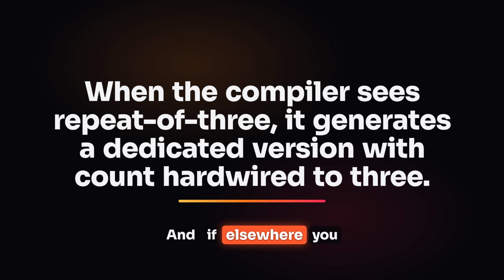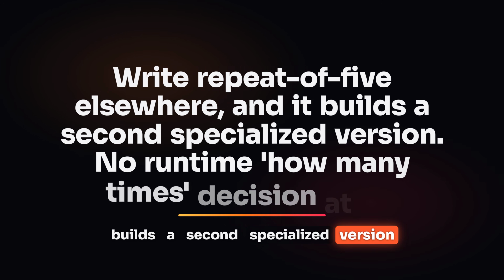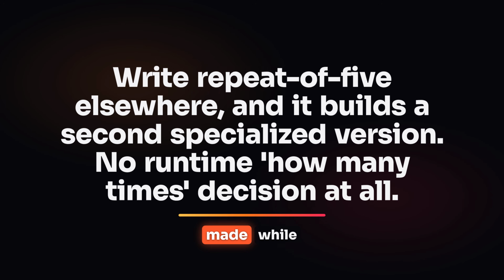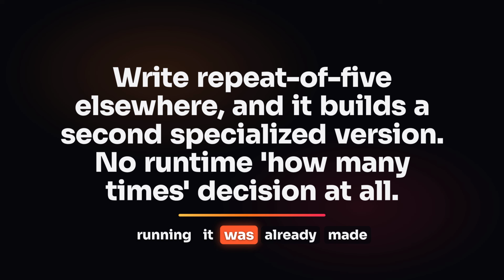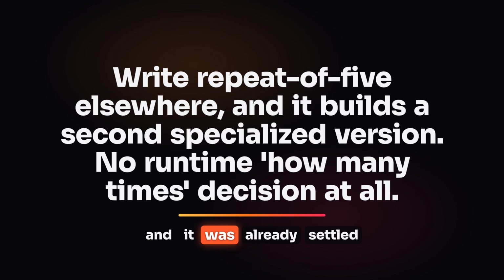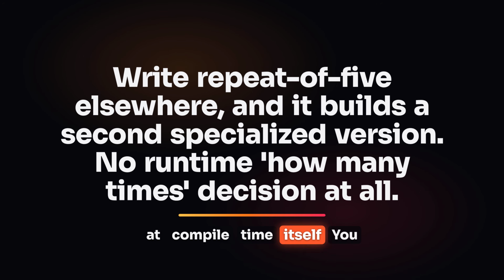And if elsewhere you wrote repeat of 5, it builds a second specialized version. The how-many-times decision isn't made while running. It was already made. It was already settled at compile time itself.